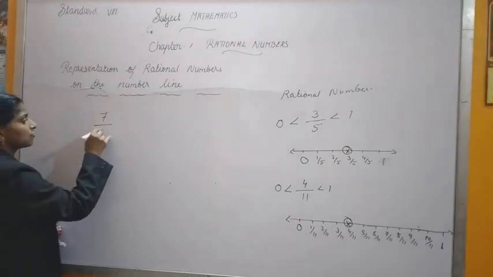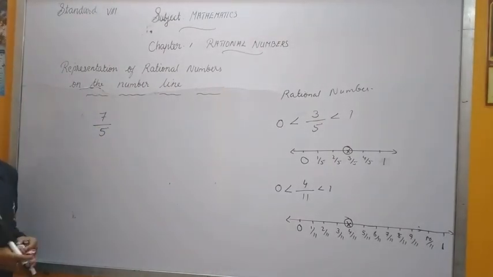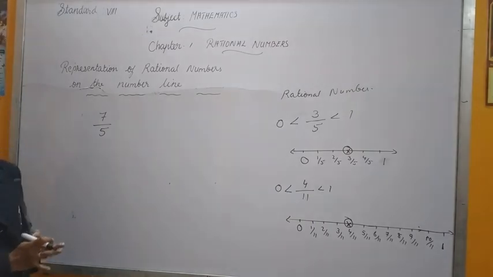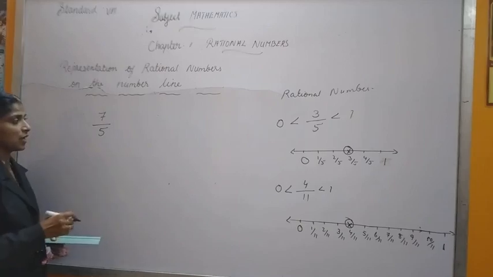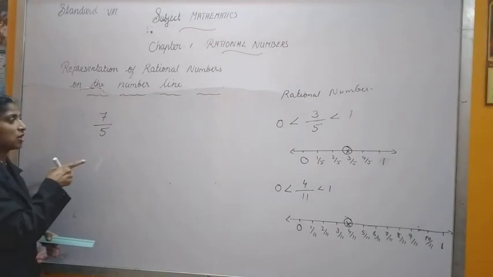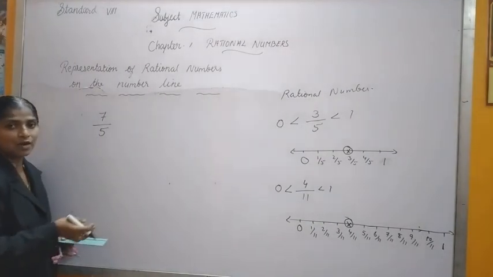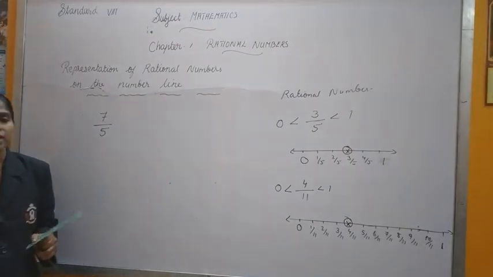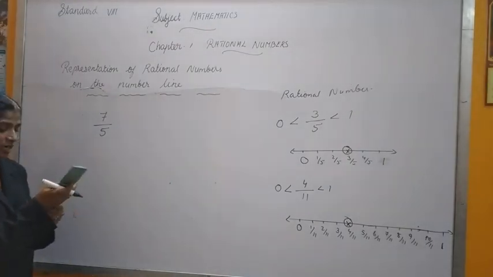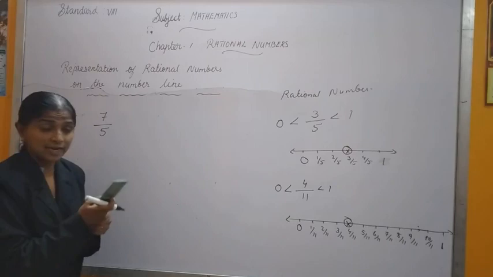7 upon 5. How to represent 7 upon 5 on the number line? Here we know 7 is greater than 5, so it is an improper fraction. If you convert it into a mixed fraction, we get this rational number is between which two integers.